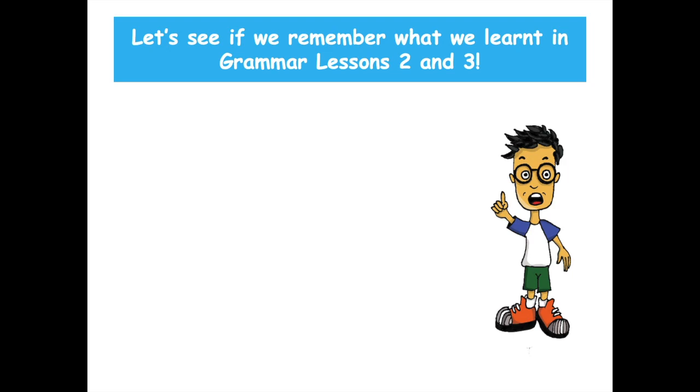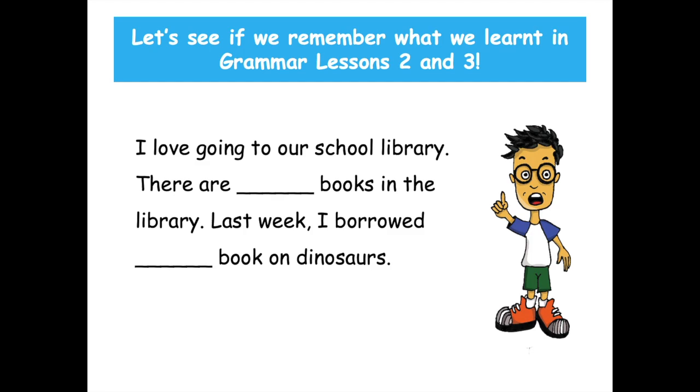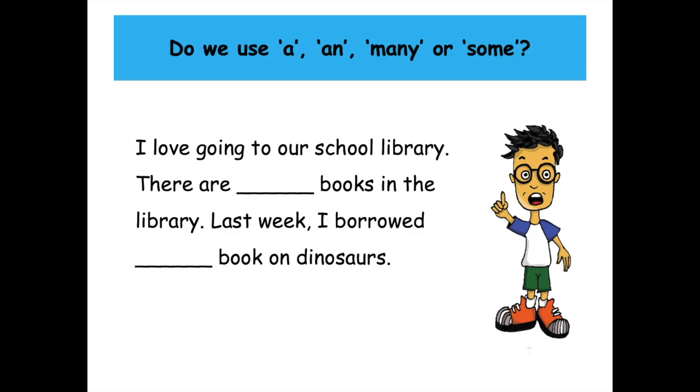Let's see if we remember what we learned in grammar lessons 2 and 3. I love going to our school library. There are blank books in the library. Last week I borrowed blank book on dinosaurs. So you will see books and book. Books means there is more than one, and book means there's only one. So I can use these clues to help me when I fill in the blanks. Do we use a, an, many, or some?